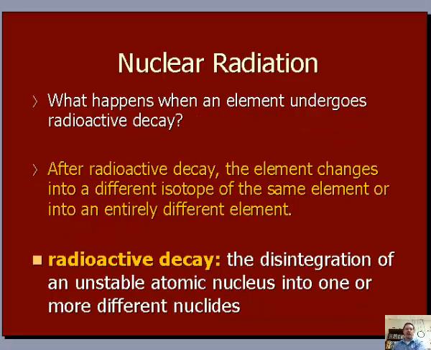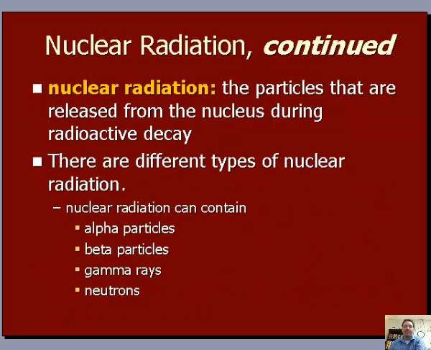Alright, so starting to look at our first question. After radioactive decay occurs, the element changes into a different isotope of the same element or into an entirely different element. So it depends on the type of decay that takes place. Radioactive decay is defined as the disintegration of an unstable atomic nucleus into one or more different nuclides. Disintegration is just breakdown, a fancy word for breakdown.